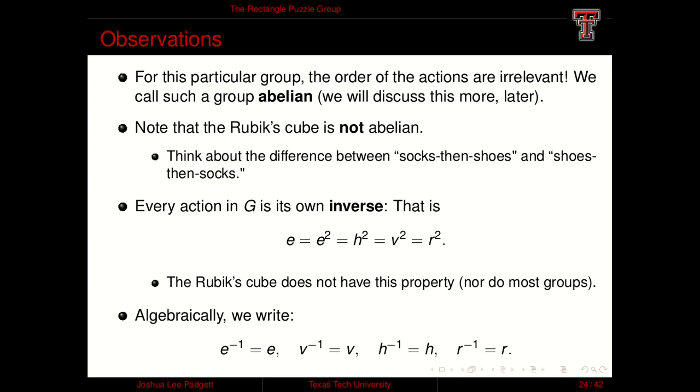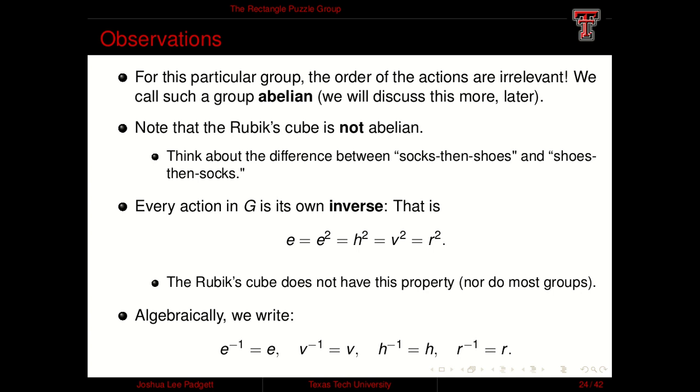Now the Rubik's Cube is not an abelian group because the order matters, and the way I like to think of this is the difference between putting your socks on and then your shoes versus your shoes on and then your socks. Both of those actions are valid actions. You can do them. However, your desired outcome is typically not to put your socks on the outside. So the order does matter here.